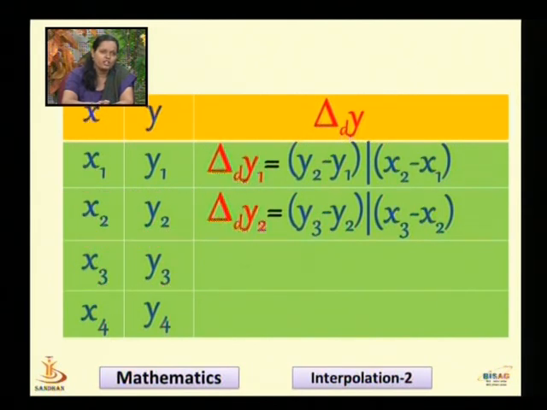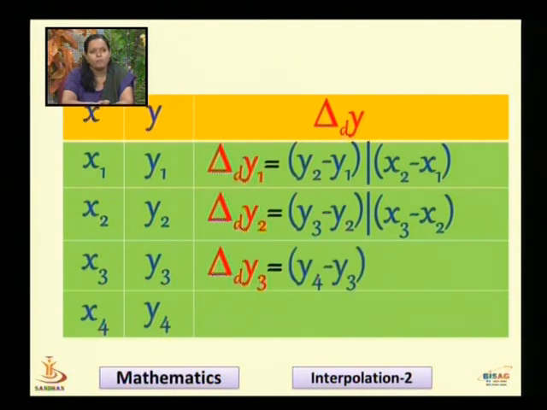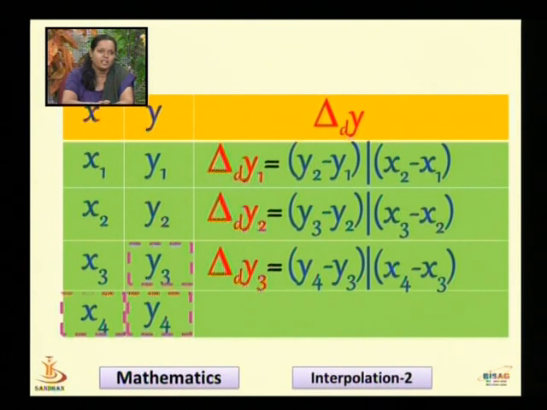Similarly, the first order divided difference at the third point is defined as y4 minus y3 divided by x4 minus x3. You can visualize that, that is y4 minus y3 divided by x4 minus x3. Since we have a table consisting of 4 data points, the first order divided differences are evaluated only for the first 3 points.